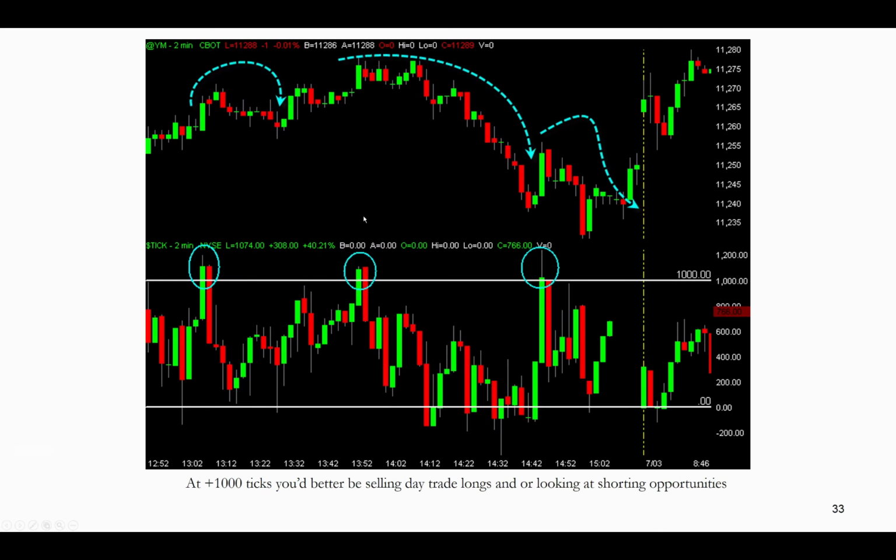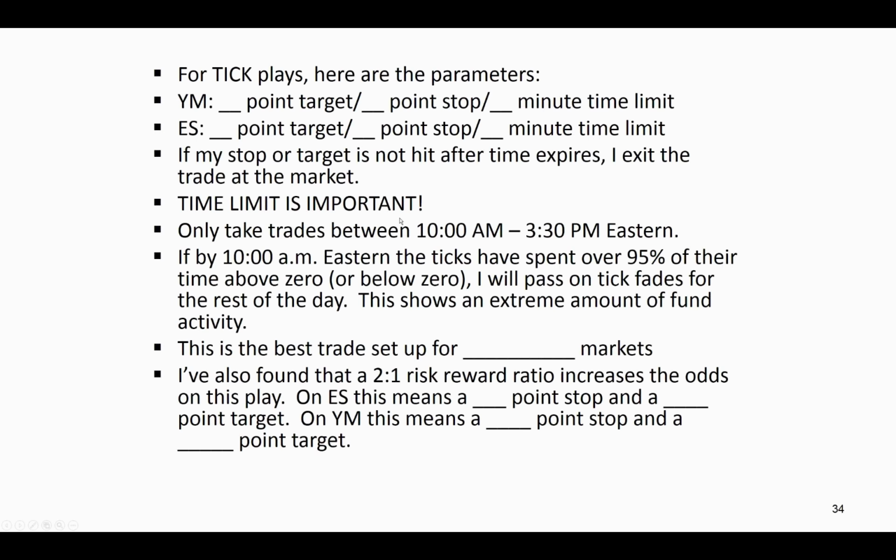So for tick plays, these are the parameters that I like to use for those tick plays. So we'll use the S&Ps first. Typically for the S&Ps, what I'll do is I'll have a 3-point target and a 6-point stop, and then a 30-minute time limit. Okay. Again, that's the first extreme tick reading on the day.